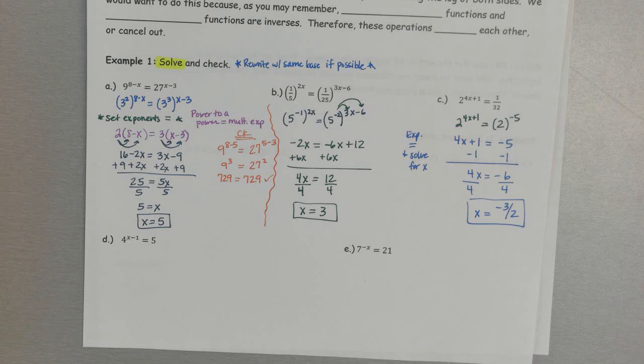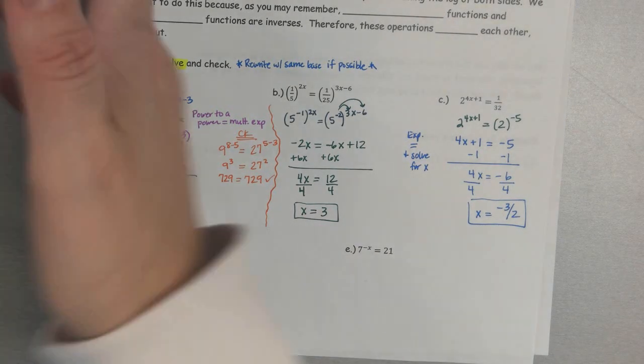So let's look at part D. My bases are 4 and 5. I could rewrite 4 with a base of what? What could I rewrite 4 with a base of? 2. Okay? Could I rewrite 5 with a base of 2? No. Okay? So really, I can't rewrite 5 with a base of anything. So that's where the second step is going to come in.